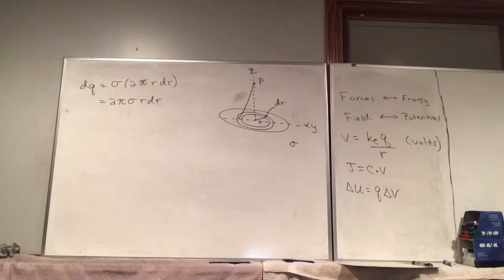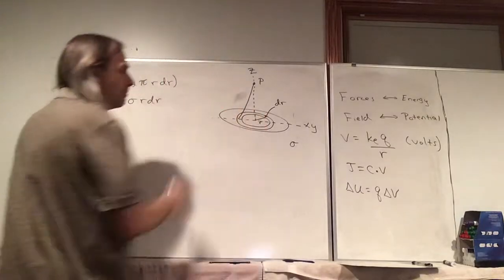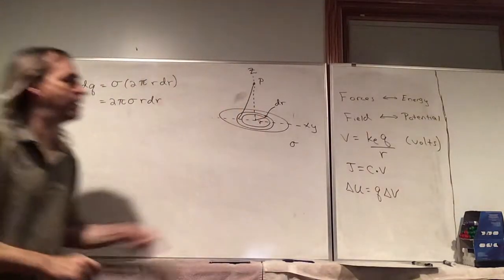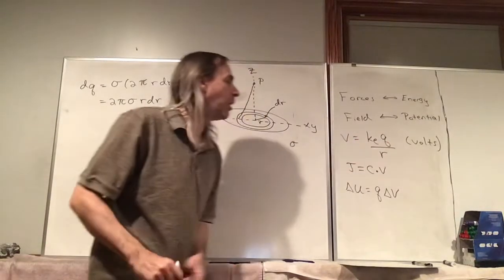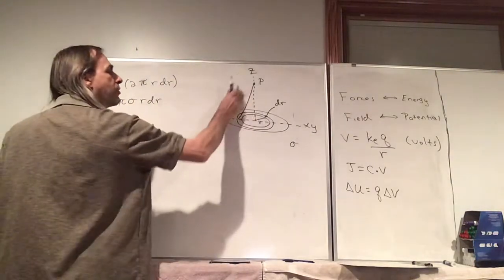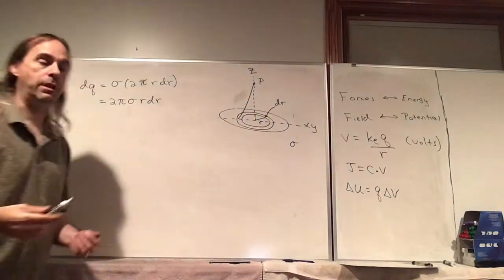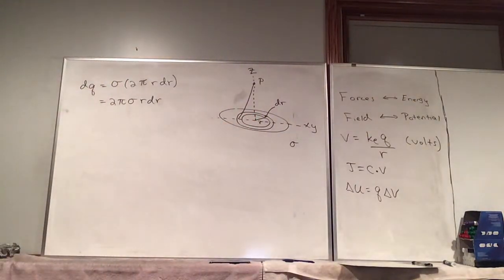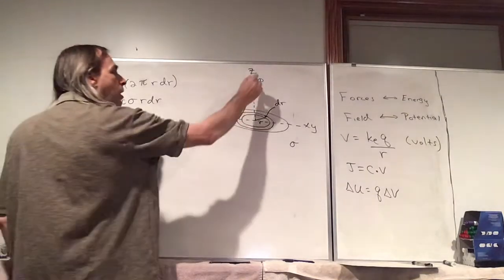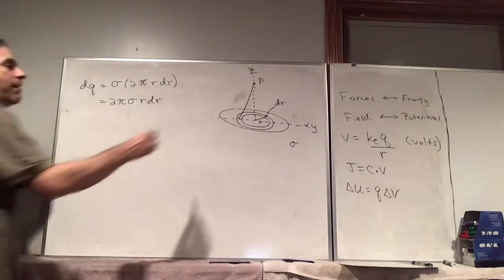I've got to think about the notation here. In the formula we have kq over r, but let's keep in mind r is the radius of this thin ring, and so for the distance from the charge to the point, we'll have to give that a different name. Let's call that capital R.